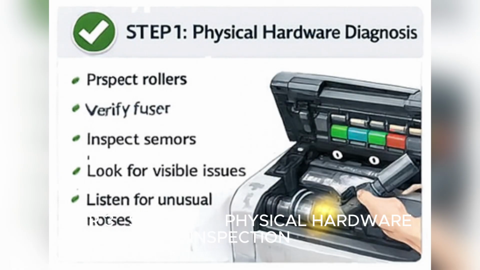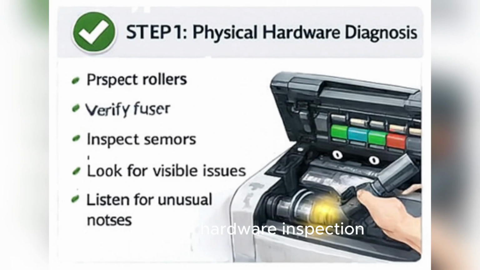Tier 3, Step 1, Physical Hardware Inspection. A physical hardware inspection. Check the paper rollers, the fuser unit, internal sensors, and look for hidden paper jams. Listen for any abnormal noises. Many printers fail without displaying any error messages.